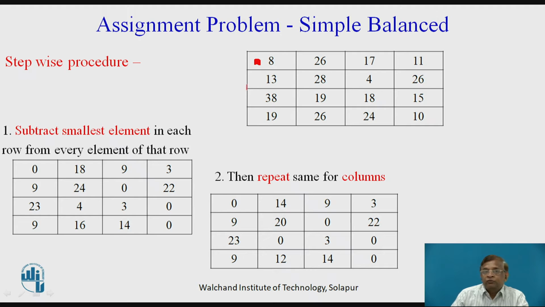Same procedure we have to do for the second row, but in the second row the least element is 4. This element 4 we have to subtract from all the elements of that second row only. That is how 13 minus 4 we get 9, 28 minus 4 we get 24, like that we get all the values. Similarly, for the third row the least value is 15, subtract that from all elements of that row, and for the fourth row again 10 is the least, that we have to subtract from all elements of that row.